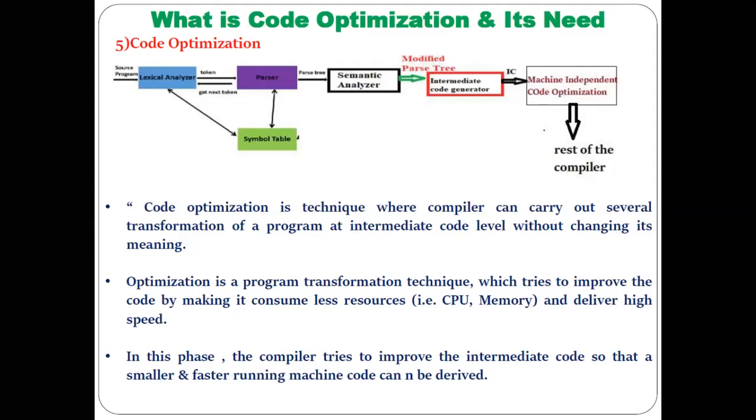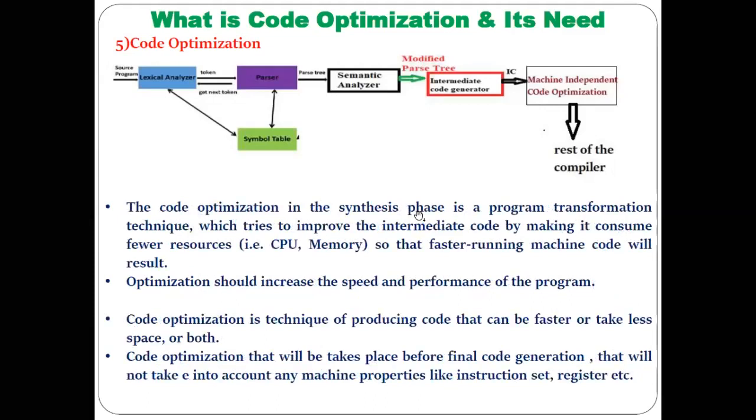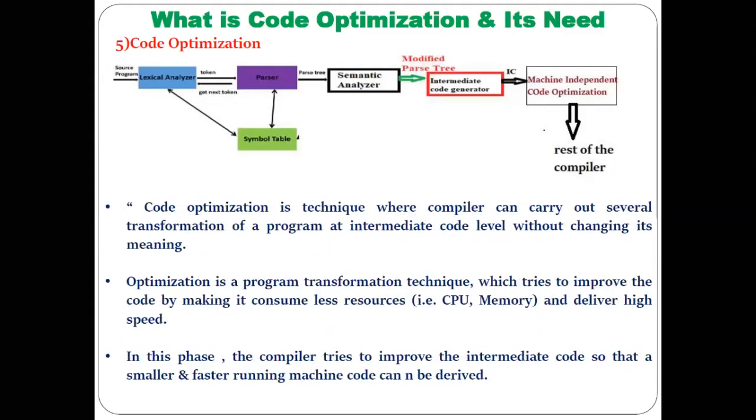Its meaning should not be changed. Its output should not be changed. Everything should remain the same. You can make changes only in such a way that your program will become faster and your program will consume less space in memory. For these two reasons only, we perform code optimization.